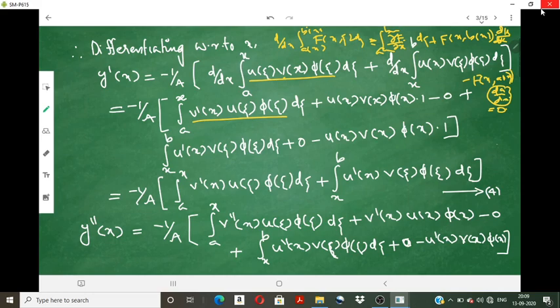And in a similar way, we can find the derivative of the second integral, integral x to b. In this one, the second term will be 0 since the derivative of b is a constant. So the derivative of b with respect to x will be 0. And the third term will be u dash of x into v of x phi of x minus u of x into v of x phi of x.